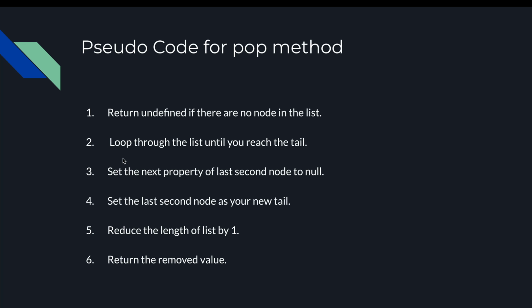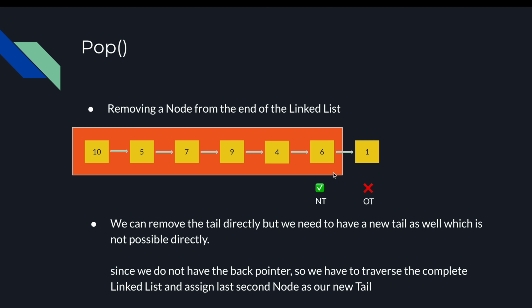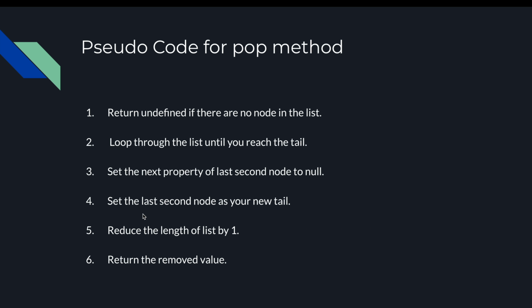Else, if there are a few nodes in the list, then we can loop through the list until we reach the tail. Set the next property of the last second node to null, as we discussed here. Once we reach the last second node, set the next property to null, and then update the tail property of the linked list by setting the last second node as your new tail. Also, as we were tracking the length of the linked list, right? So we need to reduce it by 1 because we are removing one node, and in the end simply return the removed value. That's all. That's what we need to do to implement the pop method. Now let's jump onto the code sandbox and implement these steps one by one.